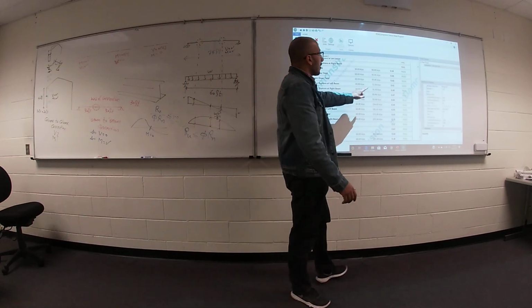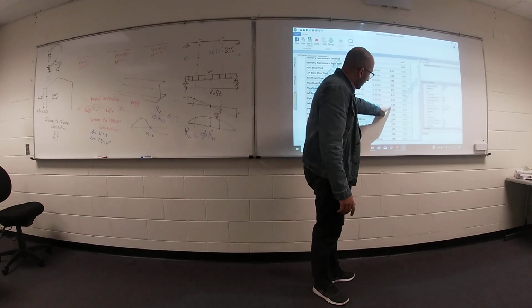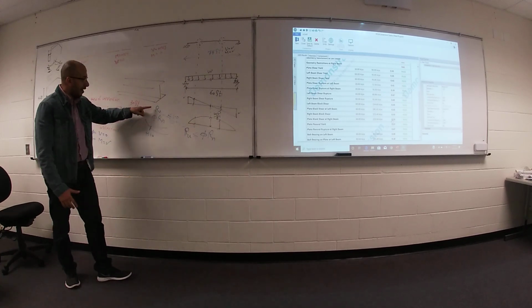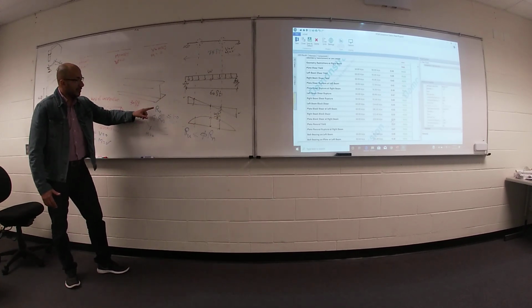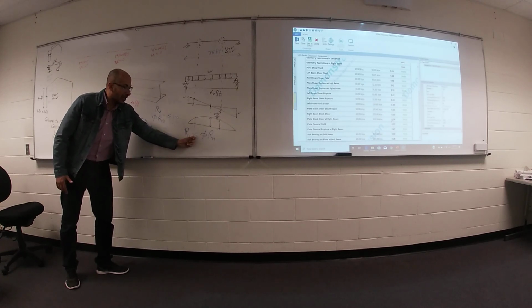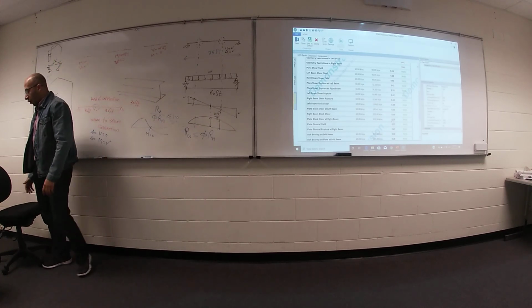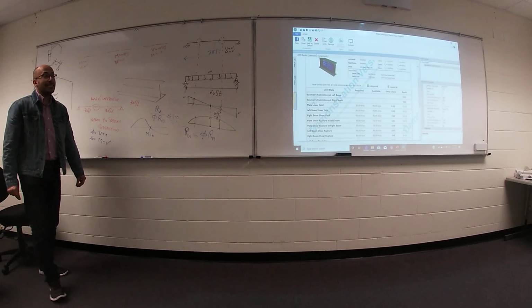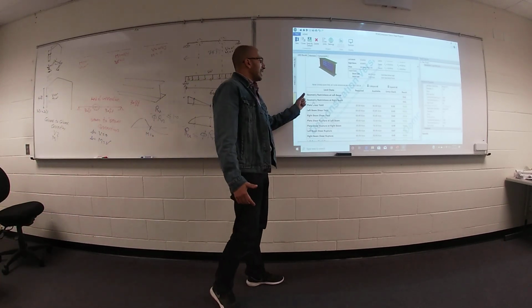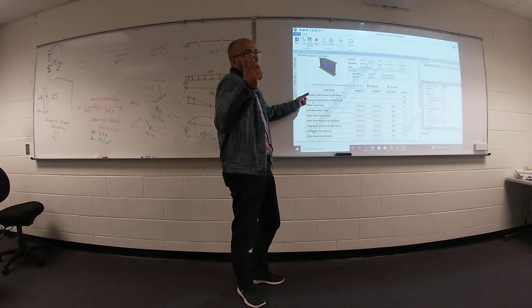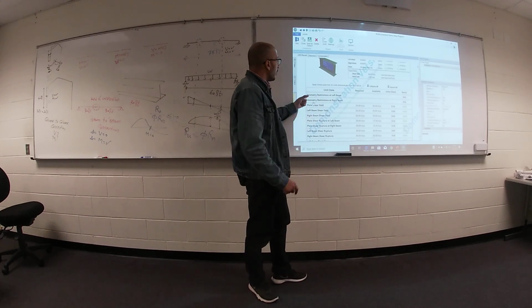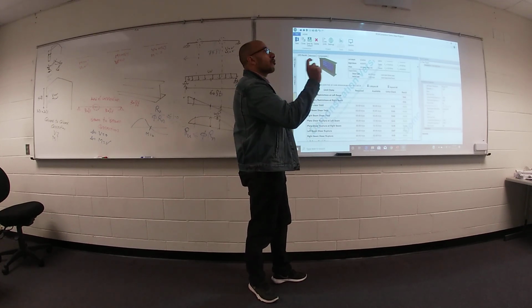Each number smaller than 1, you are safe, because your Rn, R ultimate, divided by phi Rn will be smaller than or equal to 1. But for the geometry restriction, maybe your cross section is non-compact. You have a slender cross section because your cross section is too large. So we have an issue with the geometry restriction of your cross section.